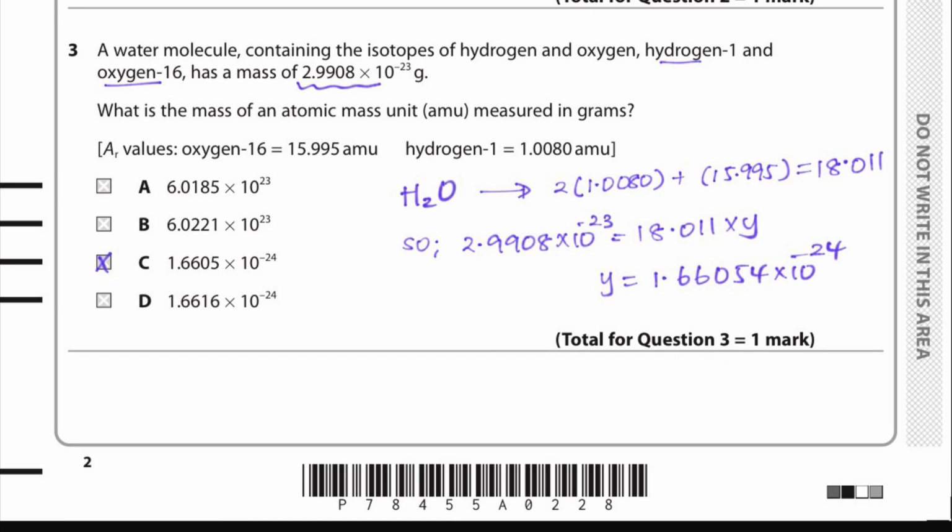Now, the mass of the water molecule given is 2.9908 times 10 to the power of minus 23 grams. Set up a ratio. 18.011 atomic mass units corresponds to the given mass in grams, so 1 mole would be 2.9908 times 10 to the power of minus 23 divided by 18.011. This gives option C as the answer.